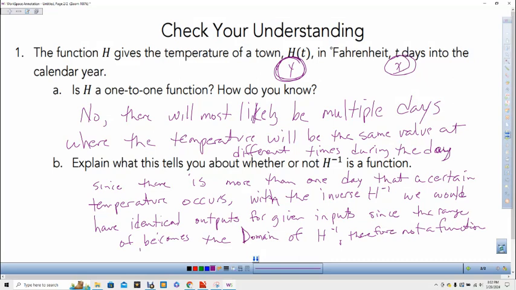So since we had multiple days where the temperature would be the same, that means when we come down here to h inverse, there's going to be multiple days for our given input temperature. Remember, we're going backwards with our inverse. So h is going to take the t value and give us a y value. Well, the inverse is going to do the opposite. It's going to take a temperature, and it's going to give us the number of days that occurred. So that's where we would have more than one day to a given temp. That would make it not a function.